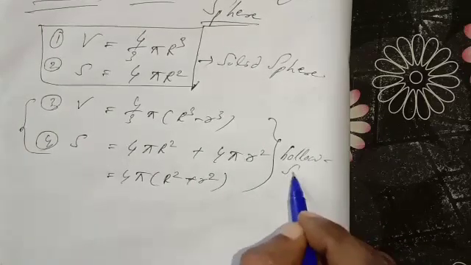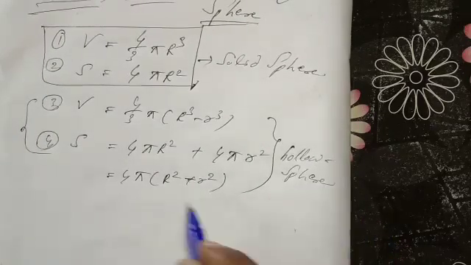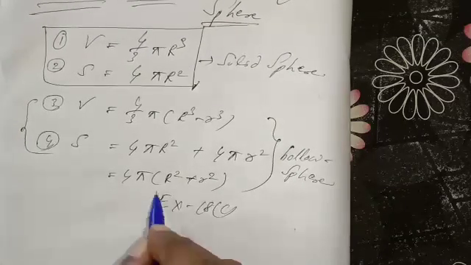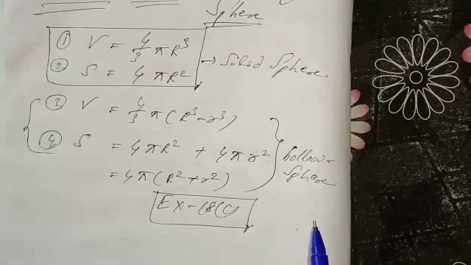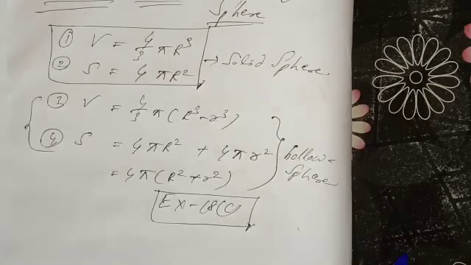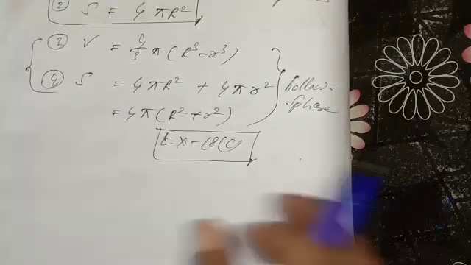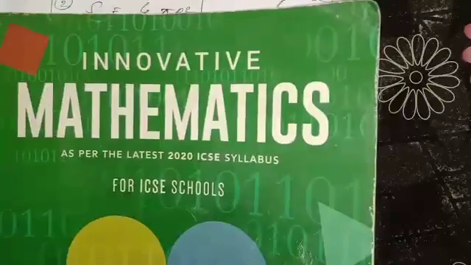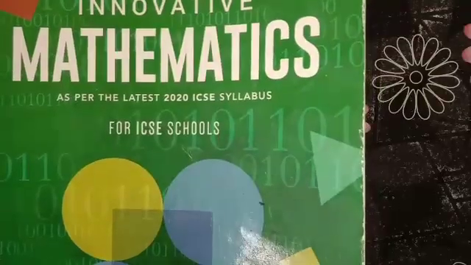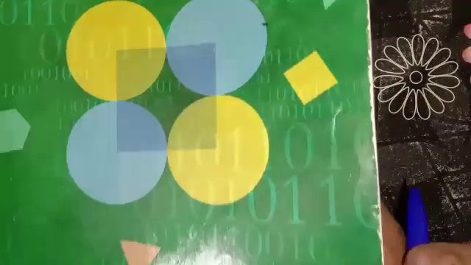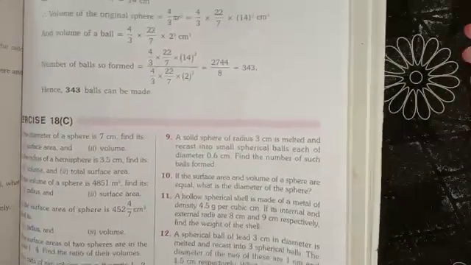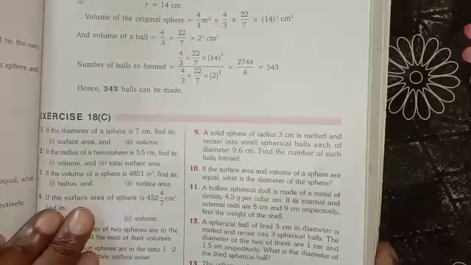Let us go to the exercise. Exercise 18c from the book Innovative Math Books for class 10 ICC board. The exercise name is surface area and volume. Exercise 18c, question number 1, just you see.